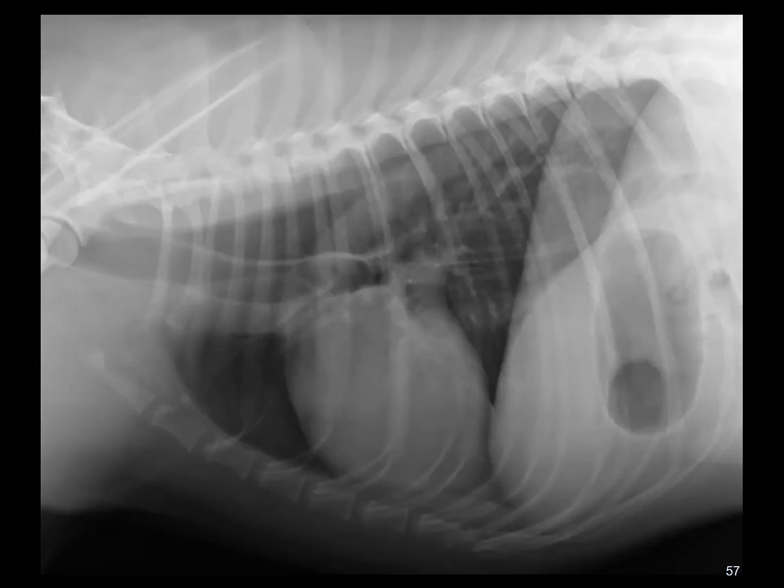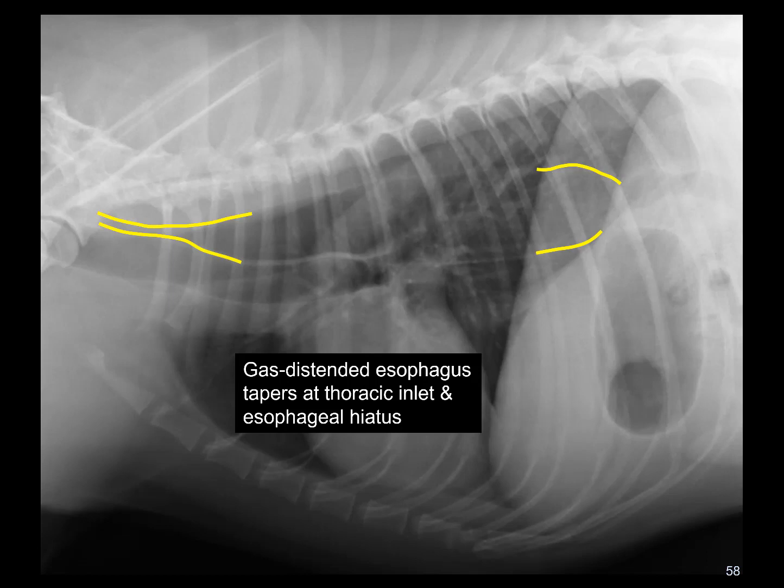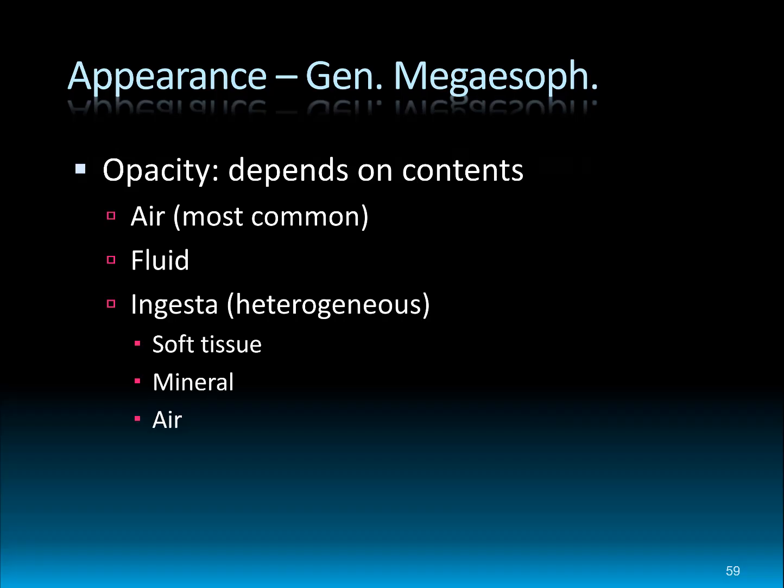Not as severely affected in this case, but just an example of where you can see. As we move cranially to the thoracic inlet, generally, even a fairly severely affected, distended esophagus is going to taper, and ditto on the caudal side of it. The opacity in a megaesophagus varies. Air is most common, but fluid is second on that list. And again, depending on what the dog is willing to eat, you may see some ingesta in there as well.